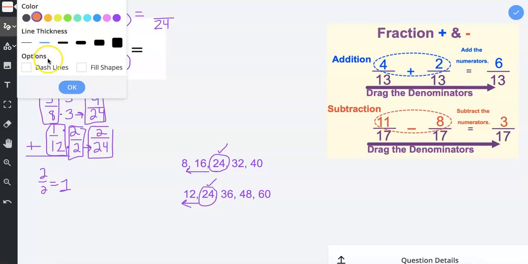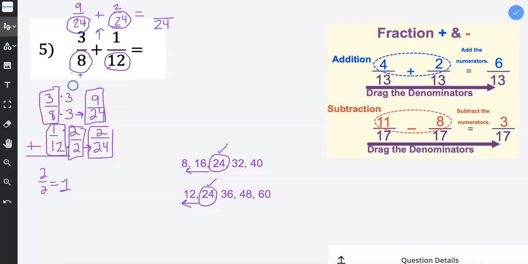Then I focus on the numerators. 9 plus 2 is equal to 11. So 9/24 plus 2/24 means that I have 11/24. And that's my final answer.